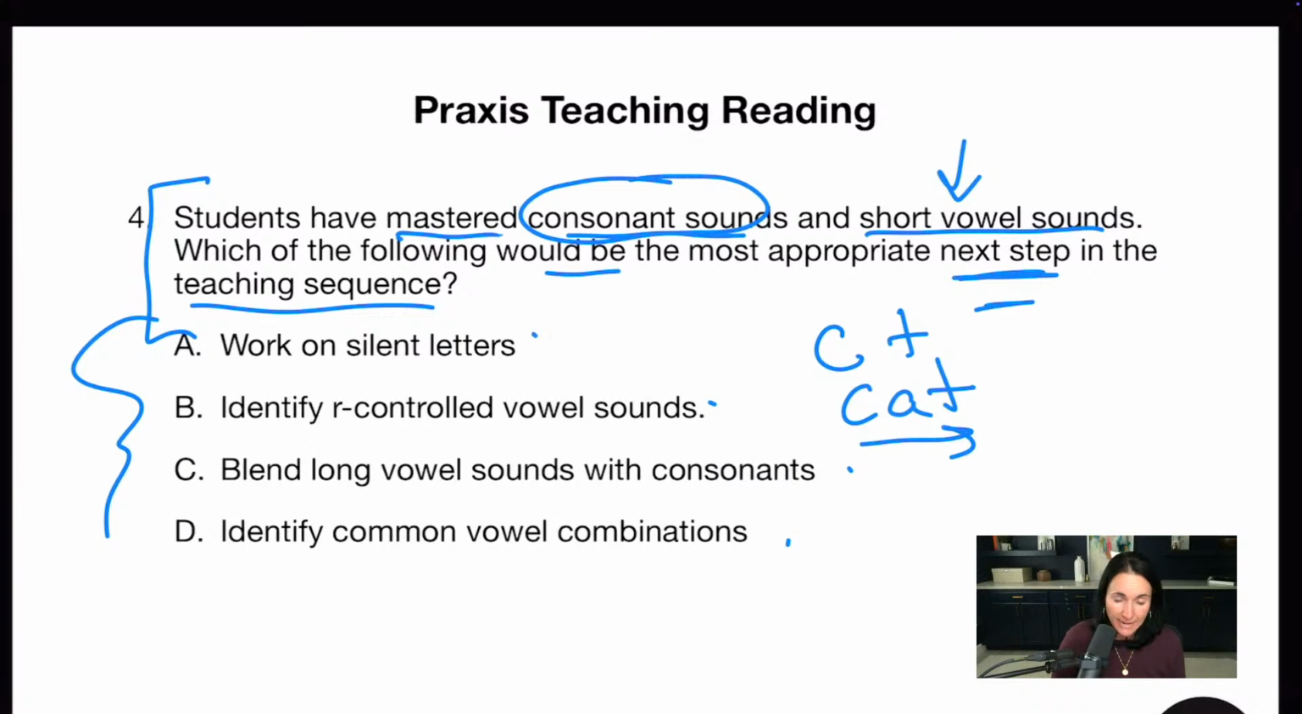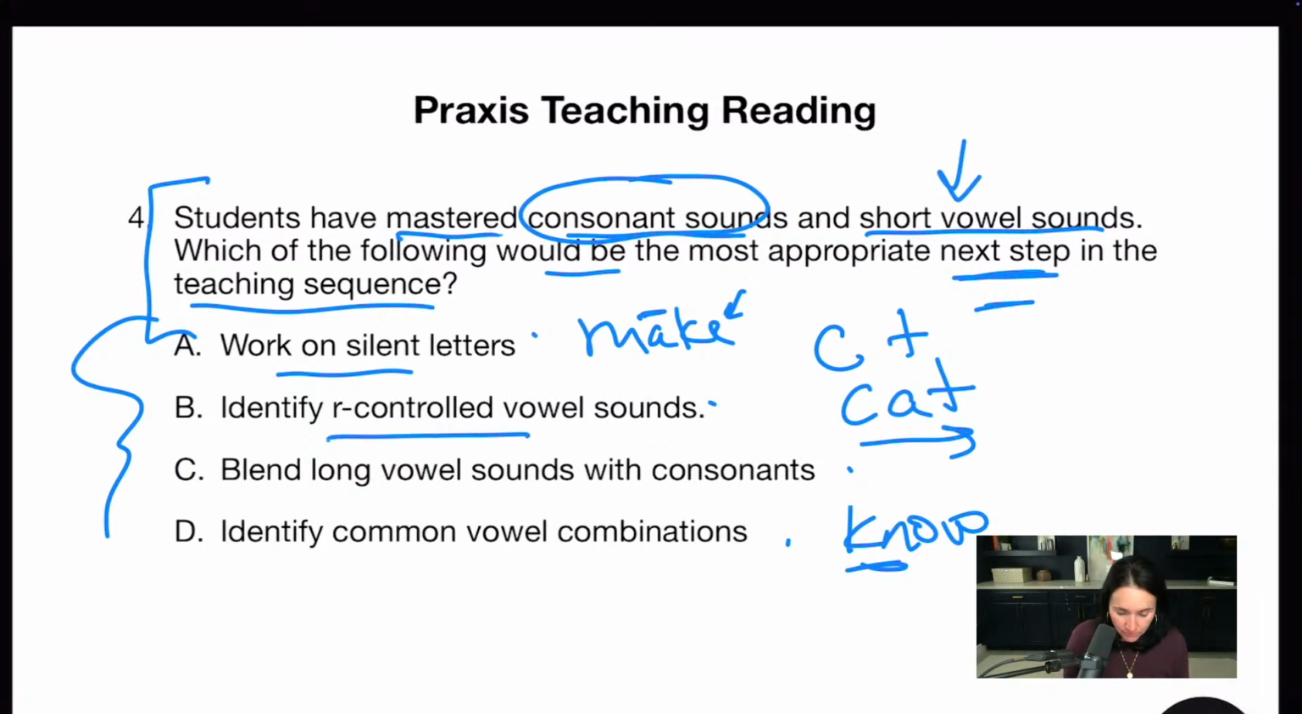Okay. Now where do we jump? Do we jump to silent letters? Do we jump to something like make, silent E, long A, maybe? Or no? I don't know. Those are kind of complex, right? R-controlled vowel sounds are things like "letter." A little bit advanced, not sure.